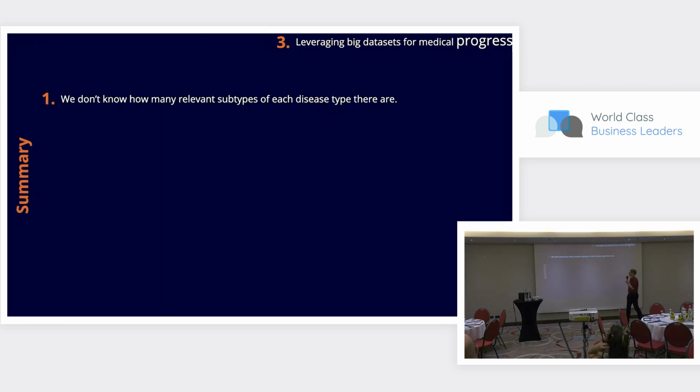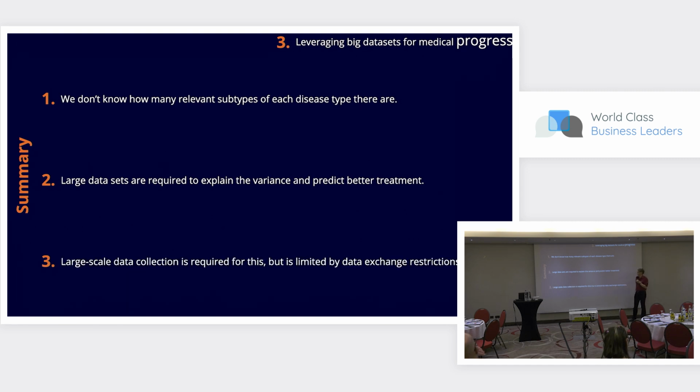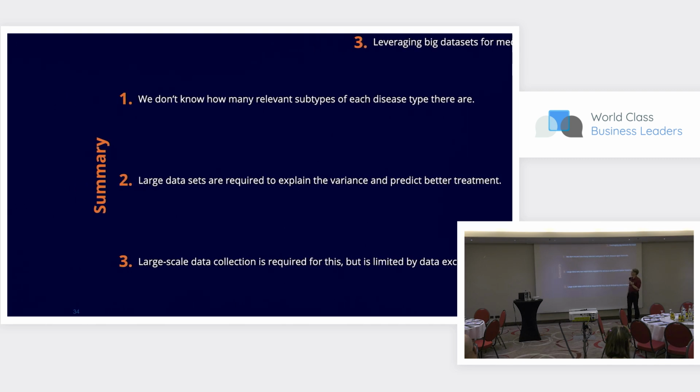So let me summarize that. We don't actually know how many relevant subtypes of each kind of disease there actually are. It's just something that we have known from experience, but there's some truth that might be hidden there. Also, we need access to large-scale data sets in order to explain this variance and also to predict better outcomes. And large-scale data collection is required, but at the moment it's really strongly limited by data exchange, right? Whenever we're talking to clinicians, they're always fearful: oh, if I exchange data with you, will this be a problem in terms of GDPR? And it's more a fear-driven thing, rather than focused on the innovation. And that's actually one of my biggest concerns at the moment, if I'm honest.